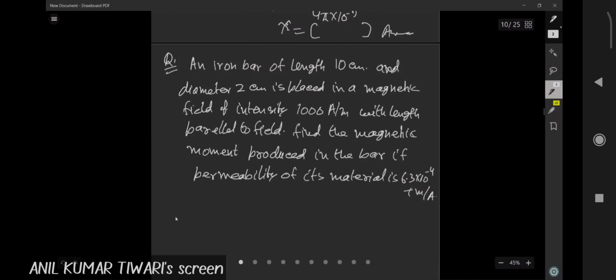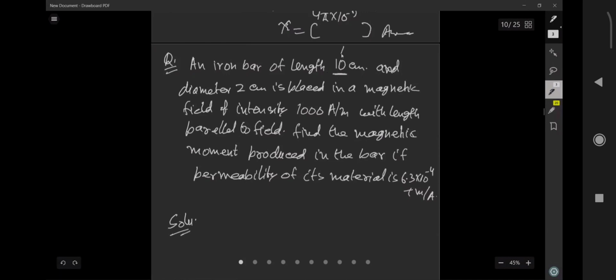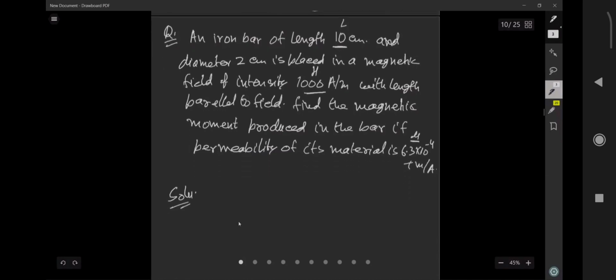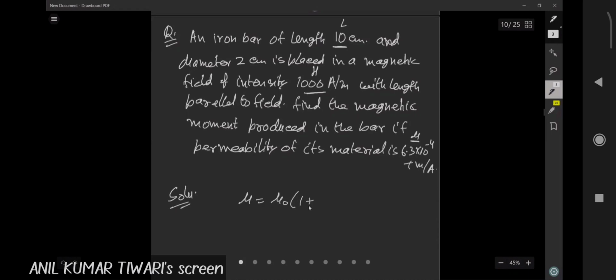So in this, they have given that the length is going to be this much. So this is L. And this is the value of H which is given. And this is the value of mu which is given. So here we'll apply our last relation, that mu is equal to mu naught into 1 plus chi.